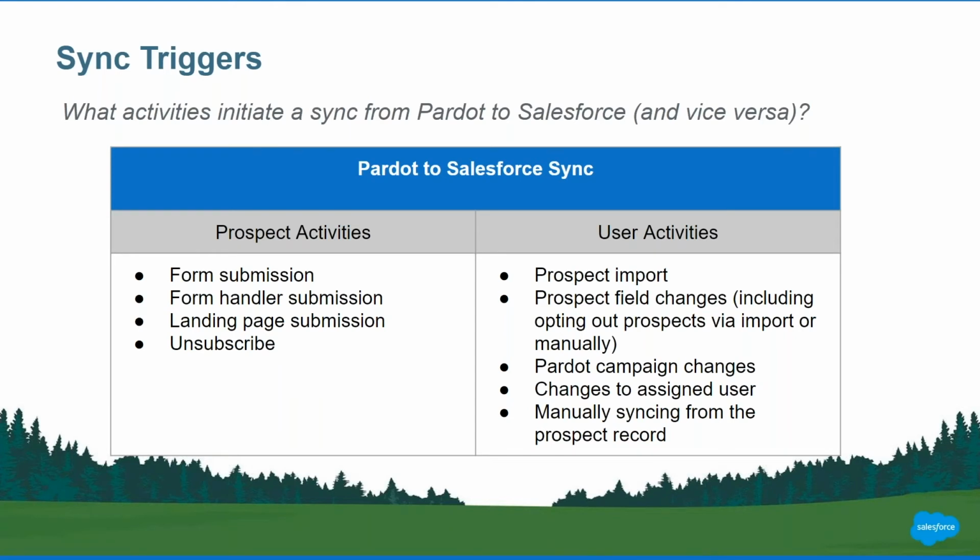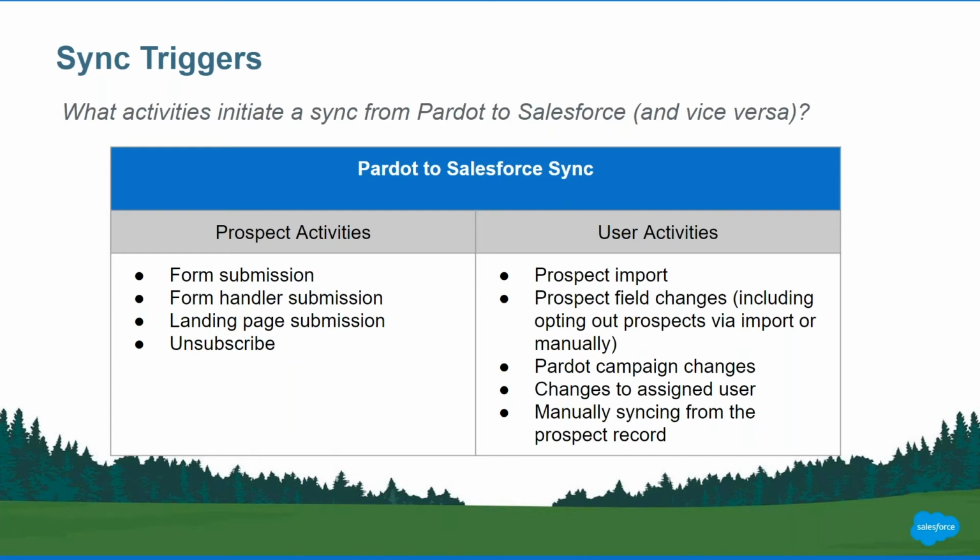So how do we know what activities actually initiate a sync from Pardot to Salesforce? From Pardot to Salesforce, these are just some of the activities that will initiate or queue a particular record to be synced. Say the sync actually happens every 2 minutes. Pardot checks for any changes every 2 minutes.